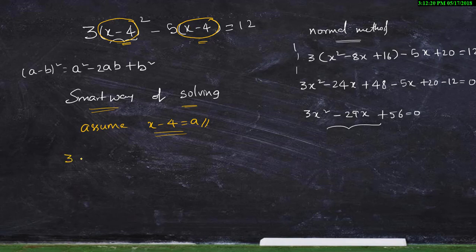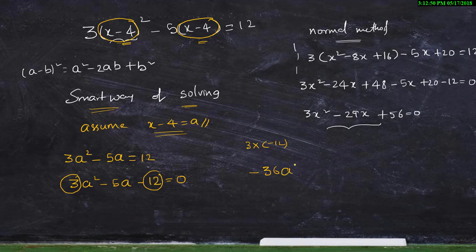So it will become 3a square minus 5a is equal to 12, and that will become 3a square minus 5a minus 12 is equal to 0. Now what we have to do is factorize. Factorization means multiply the coefficient of a square, the first term, with the last term. So what will we get? Minus 36, right? 3 into minus 12 is minus 36 a square.